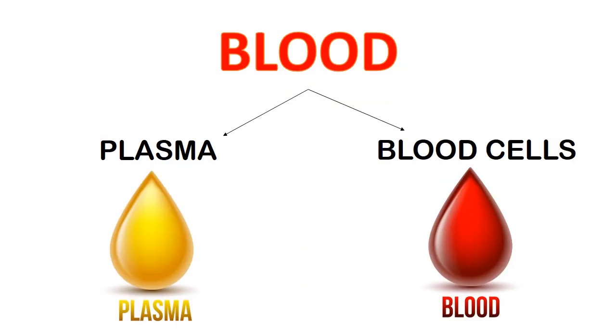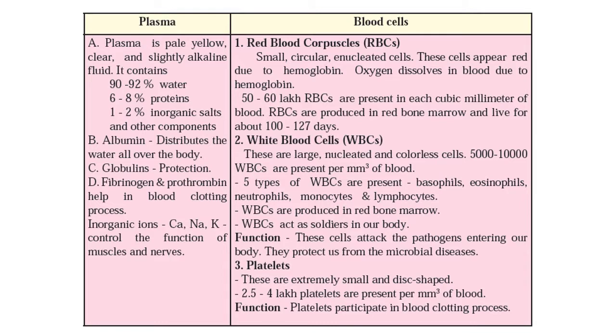Blood is composed of mainly two components, that is plasma and blood cells. See, we have this full table in our textbook. So first we will have a look at plasma.